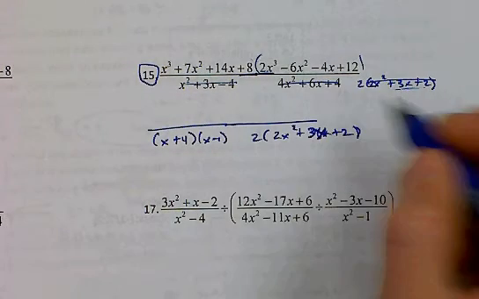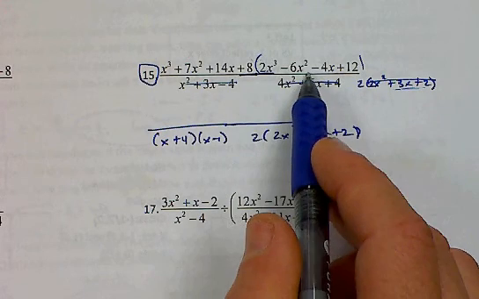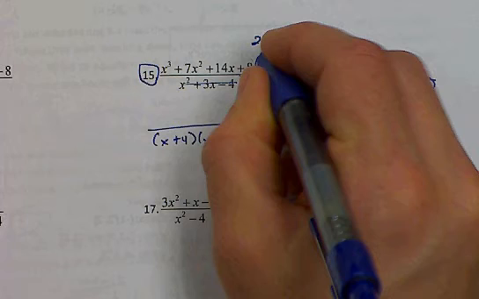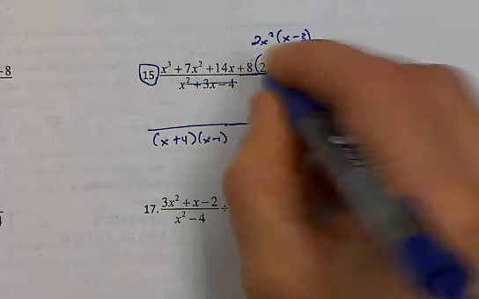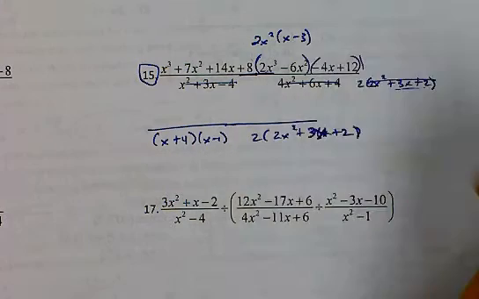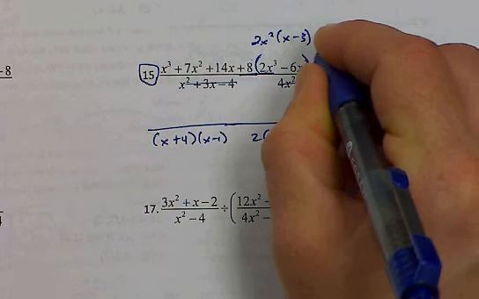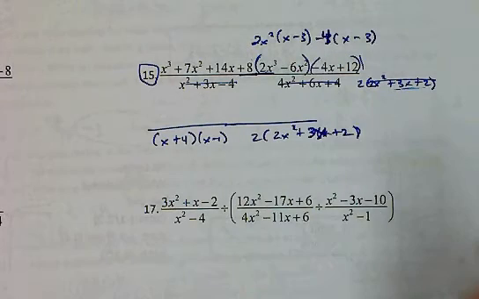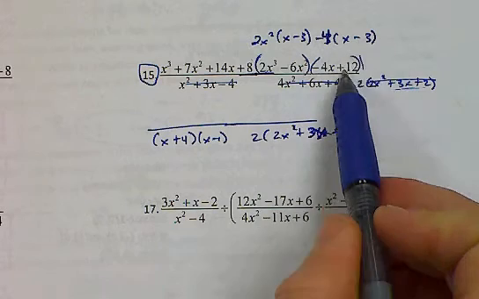This set right here, if you're pretty good, you can see that it's actually going to factor by grouping. So I'm going to pull out a 2x squared, and I'm left with x minus 3 when I group these two, and then I'm going to group these two, pull out a negative 4 and I'm left with x minus 3 as well. Make sure that you have a negative there and a negative there, gives you a positive.